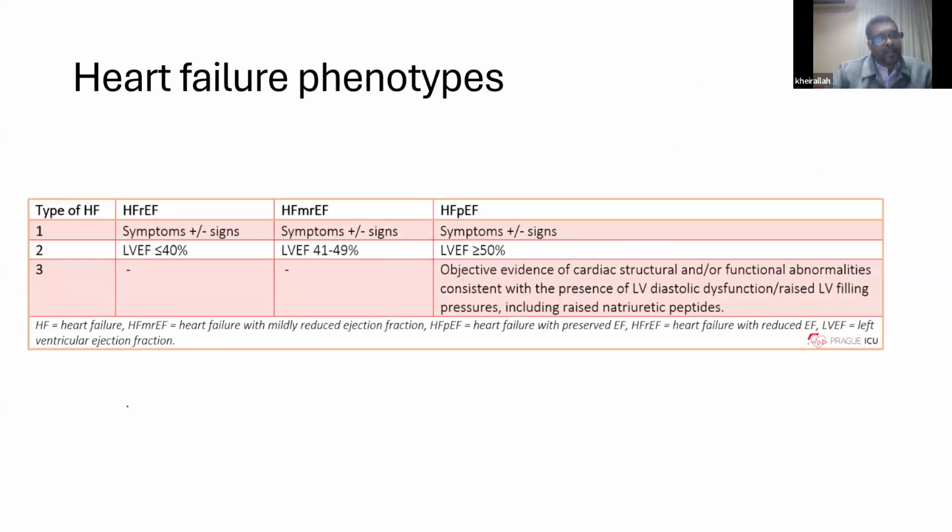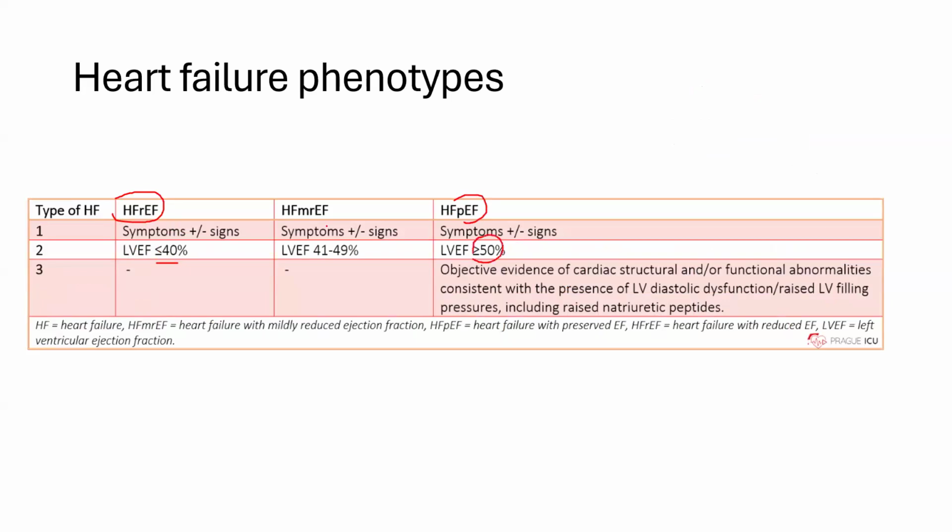Now, ejection fraction is important because we know that heart failure phenotypes are divided into three based on ejection fraction, right? Heart failure with reduced ejection fraction, when the ejection fraction is equal to or less than 40. Heart failure with preserved ejection fraction, when ejection fraction is equal to or more than 50. And heart failure with mildly reduced ejection fraction in between.